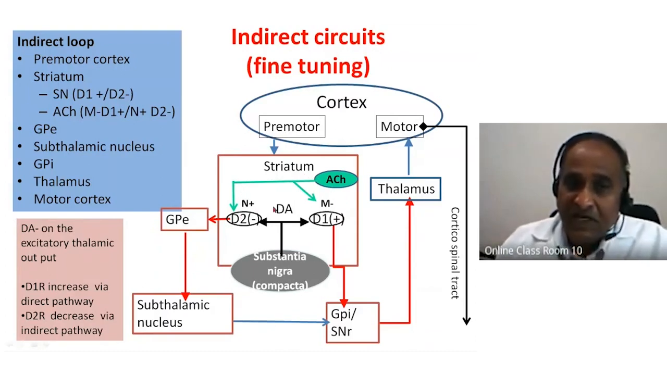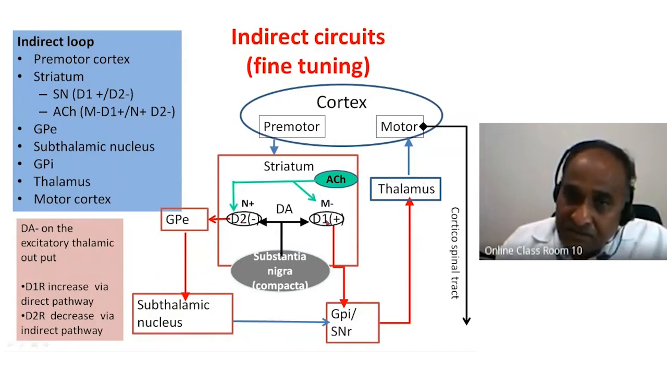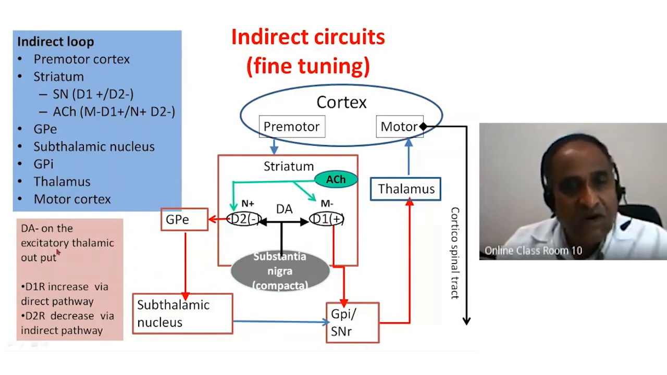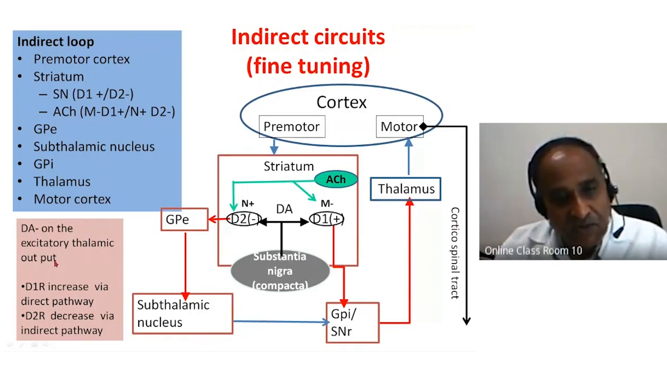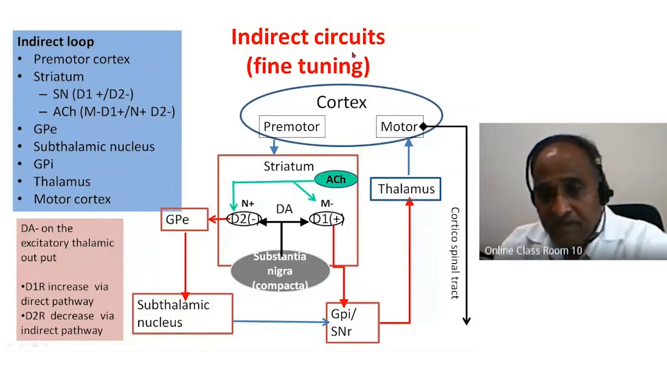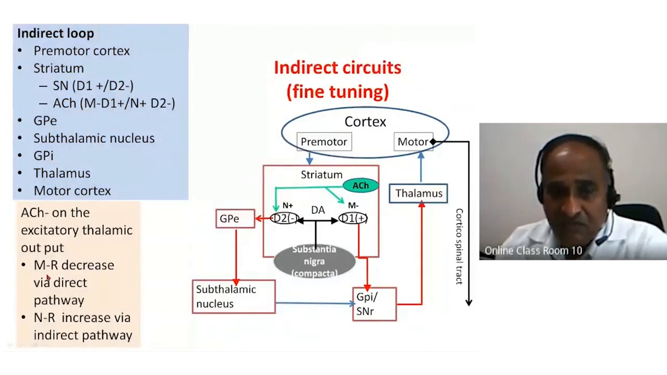So that we have a balanced situation. If you are looking at here, dopamine on the excitatory thalamic output, so we have dopamine 1 receptors enhance the thalamocortical activity, and dopamine 2 receptors decrease the thalamocortical activity. These are the two fine tuners. Maybe here also the same thing.